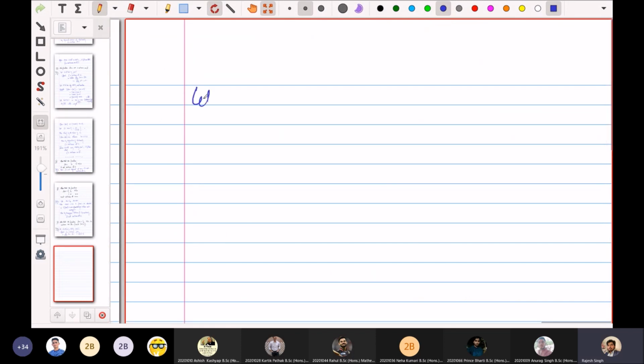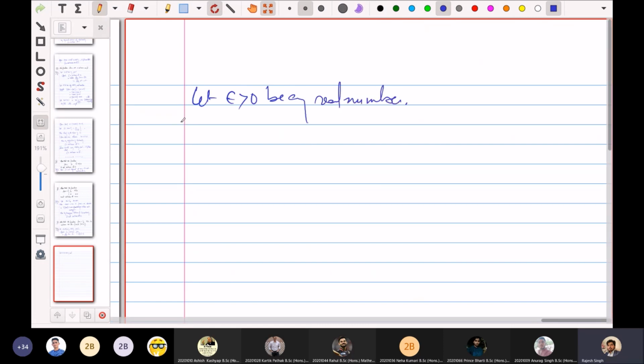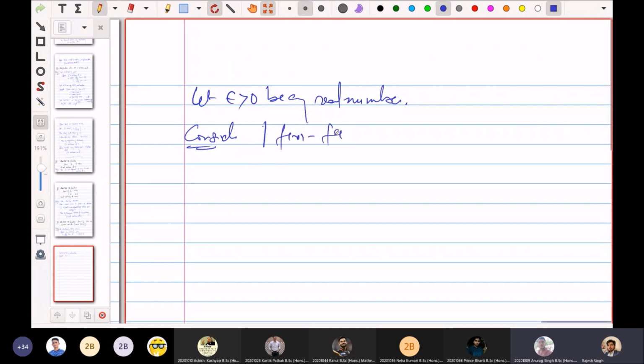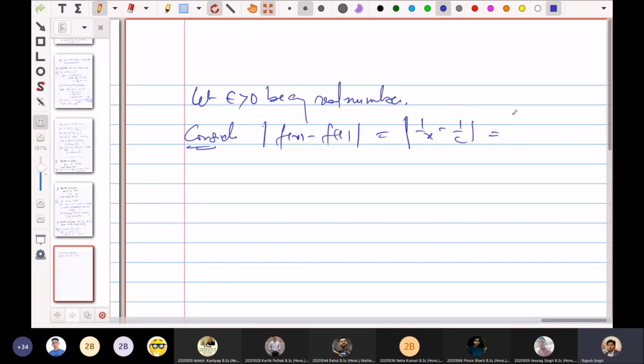We start with, so let epsilon greater than 0 be any real number, then we consider mod of f(x) minus f(c), that is mod of 1 by x minus 1 by c. So this is nothing but mod of 1 by x minus 1 by c. So this is 1 by xc mod x minus c.